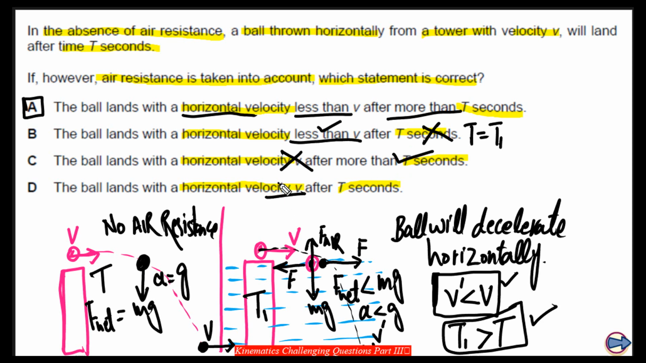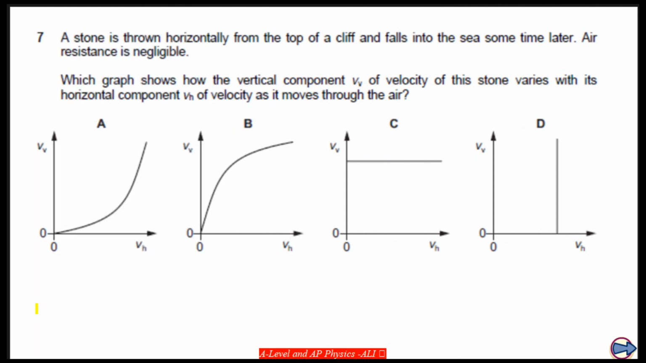With horizontal velocity same, it is telling you it is not changing. Actually, horizontal velocity will decrease after time t seconds, means the time is also the same. So that is wrong, time will be longer. So this is how we can find out the answer. Or simply we need to understand that if there is no air resistance, the horizontal component of velocity will not change.